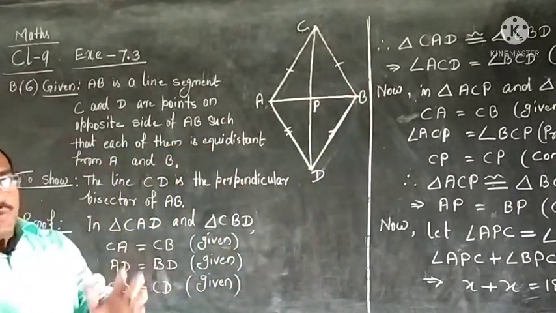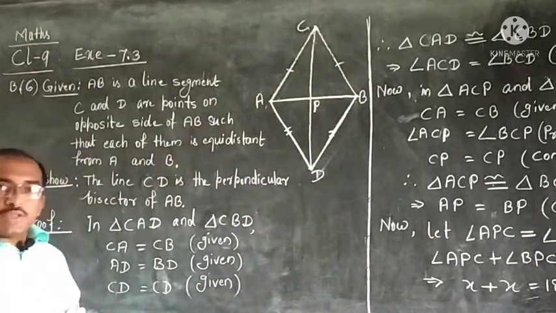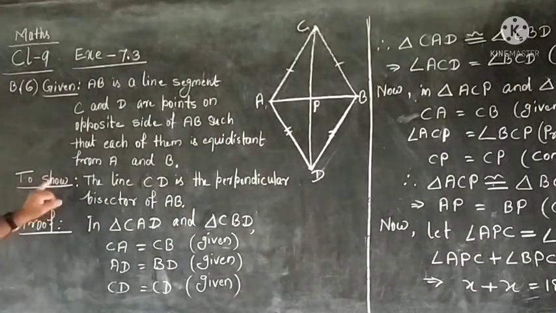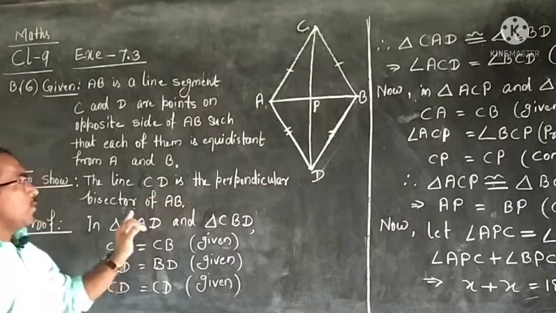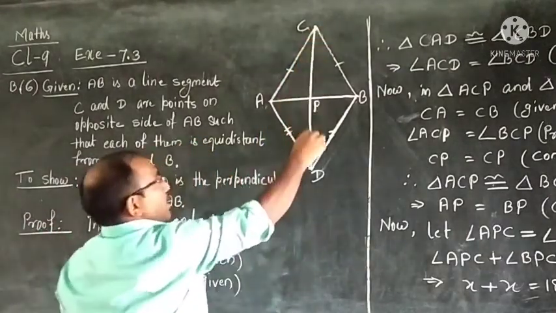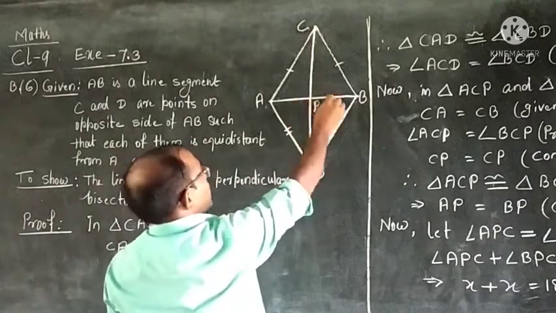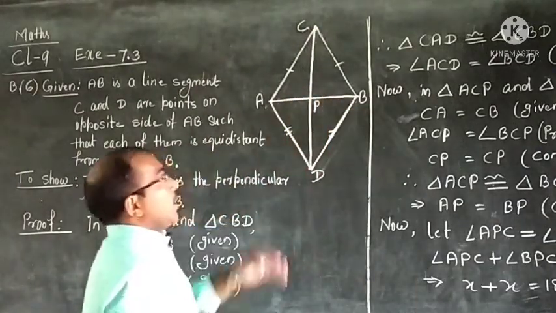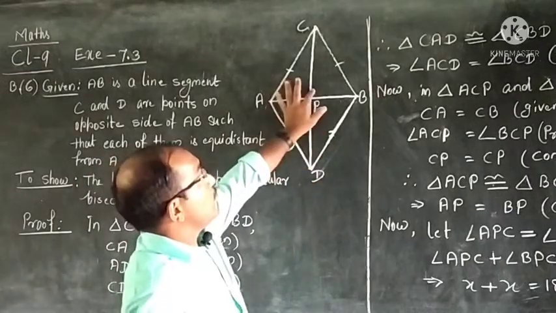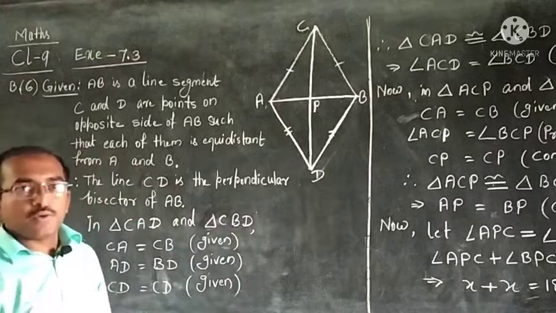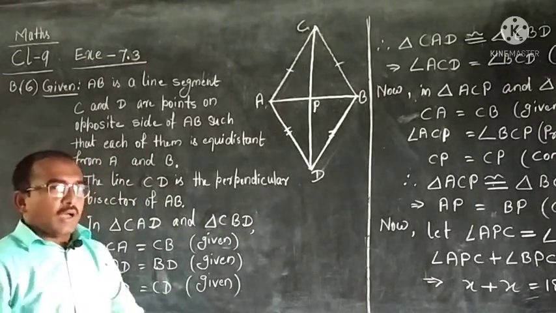So, this is a very important thing given here. With that help only we are going to prove. What is there to prove or to show? The line CD is the perpendicular bisector of AB. So, when this line is joined, it will be bisecting this line, that means AP and PB will be equal, and also it will be perpendicular, it will make a 90-degree angle. That is the meaning of perpendicular bisector. I hope you have understood.